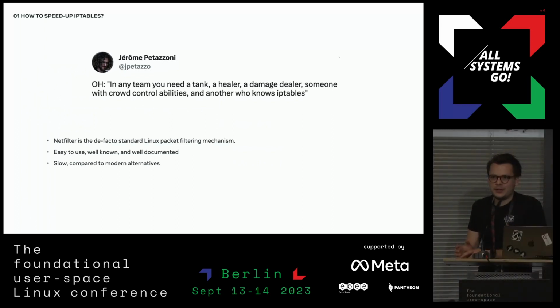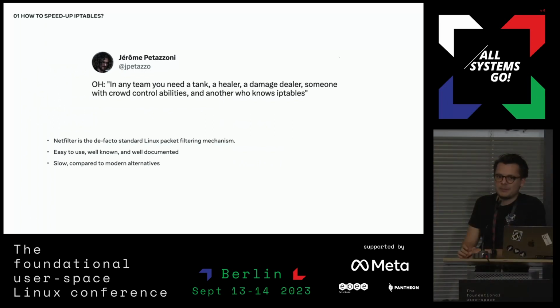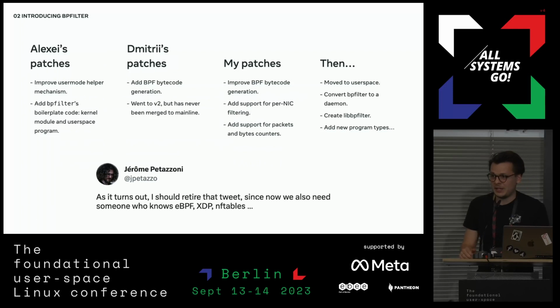Netfilter is quite well known. It's the standard tool for packet filtering and packet processing. It's well documented, it's well used, and you can find people helping you with Netfilter when you need it. But the downside is that in 2023, it can be slow compared to the other tool we have. And if I'm talking about packet filtering, speed, and the kernel, obviously the other tool is BPF.